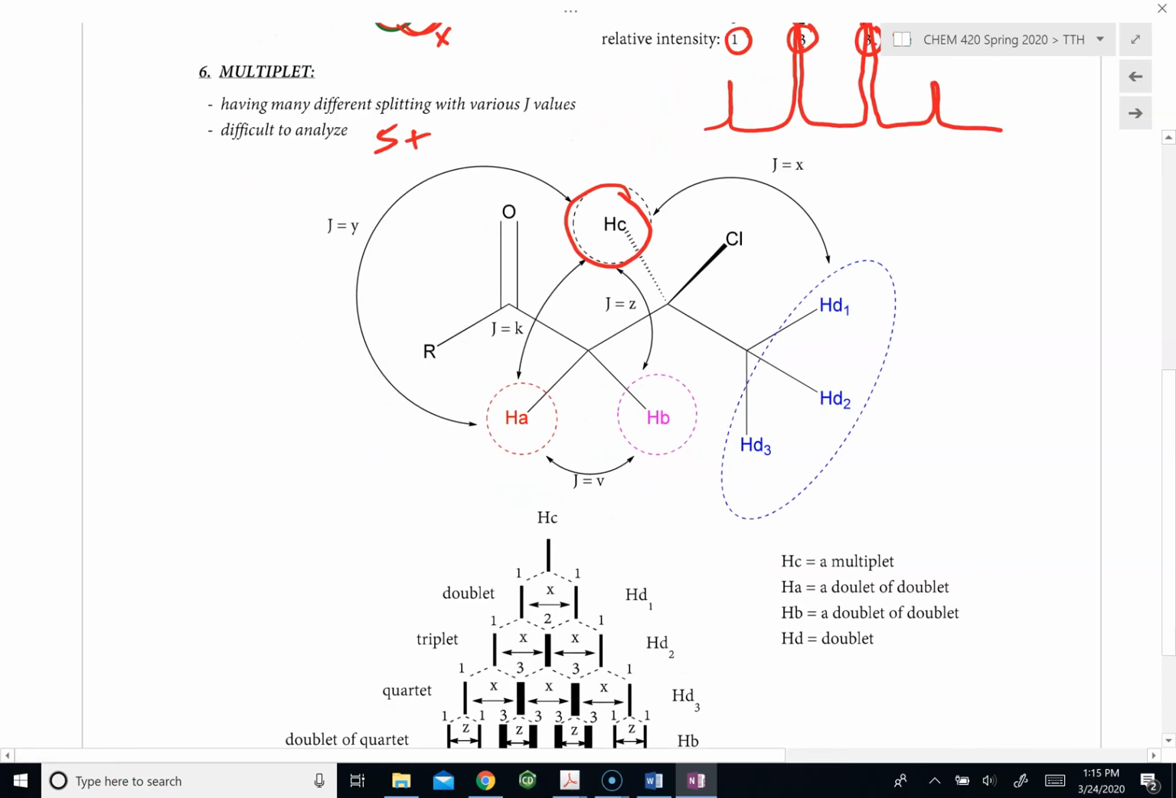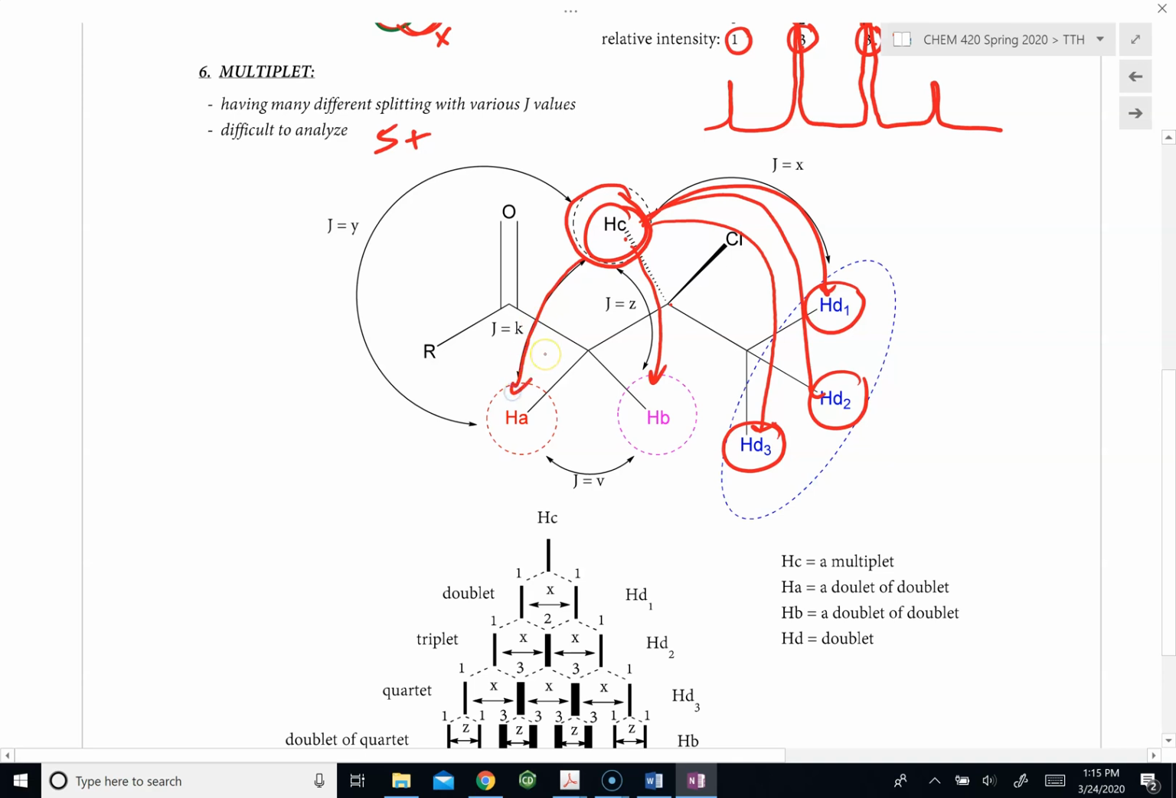And the reason why is as follows. First, it communicates with this HD, and that is through the geminal coupling. In this case, there are 3 of this HD, and all of the J values are the same. This HC would also communicate with HB through the geminal coupling. And this HC right here would also communicate with this HA as well.